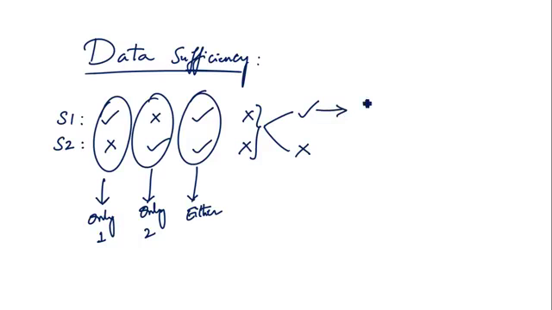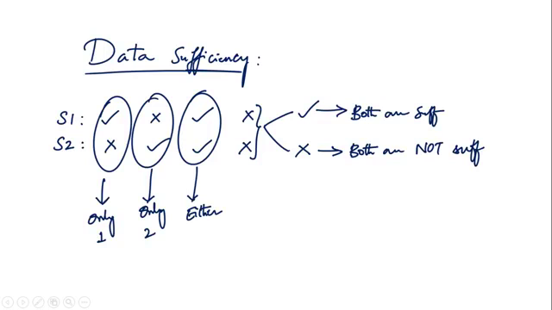When will you mark this as answer? When both are sufficient. And when will you mark this as answer? When both are not sufficient. So I think these are the different possible cases. Only 1, only 2, either 1 or 2, both 1 and 2 together are sufficient, both 1 and 2 together are not sufficient. Remember some important rules.